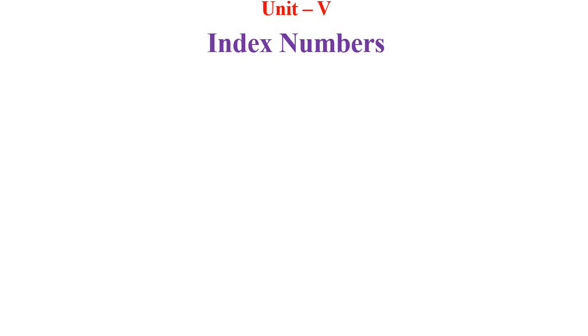In this unit, we are going to study index number: definitions, features, importance and limitations, different types. What are the different types of problems? And then the last one is the consumer price index. In detail, I'm going to explain here.